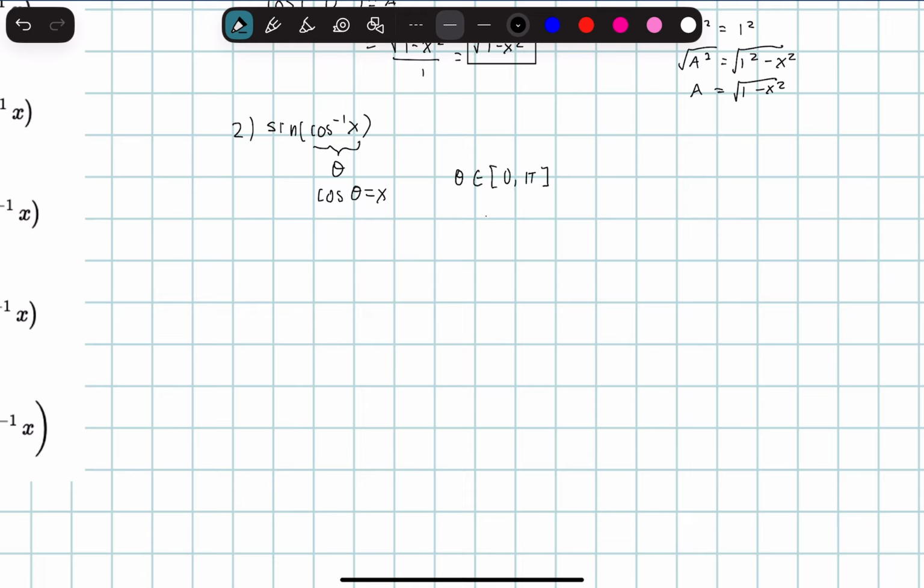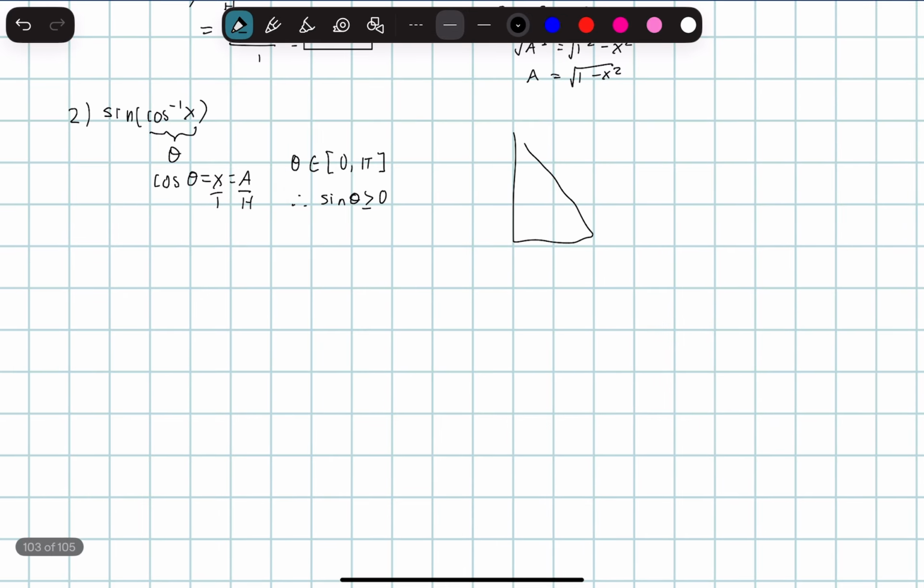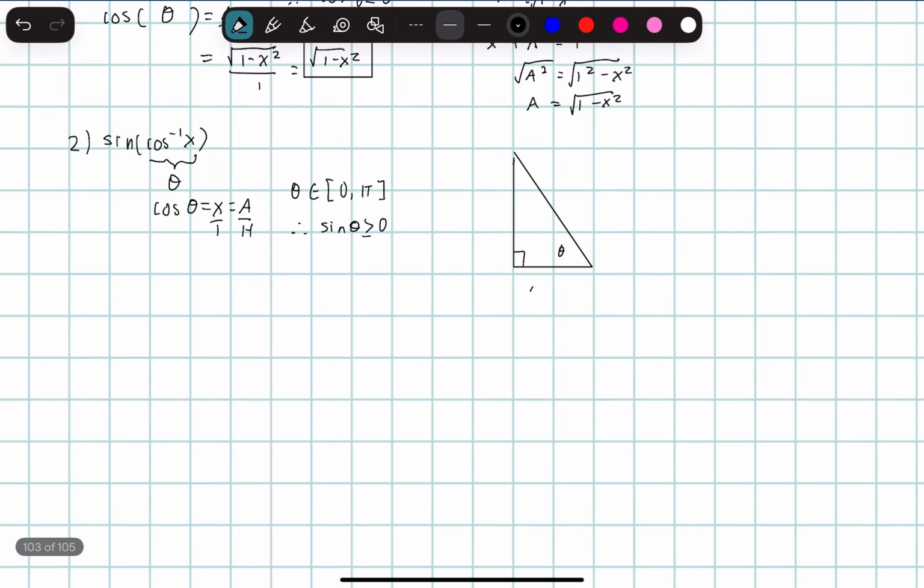So we know that sine is going to be greater than or equal to 0. Also we can interpret this as being equal to the adjacent over the hypotenuse, which is x over 1. Now we can create this triangle here, and we can make this angle theta. The adjacent side is going to be x, the hypotenuse is going to be 1, and the opposite side is going to be over there.